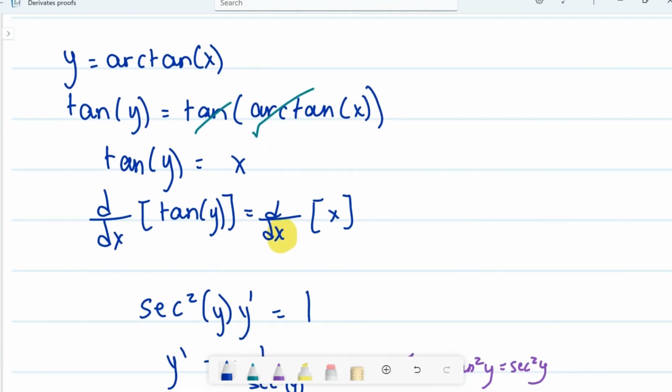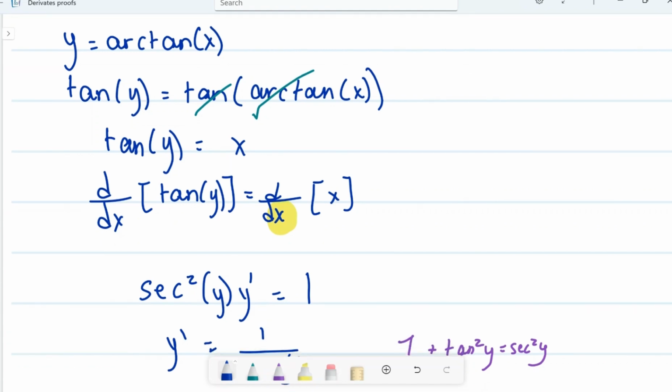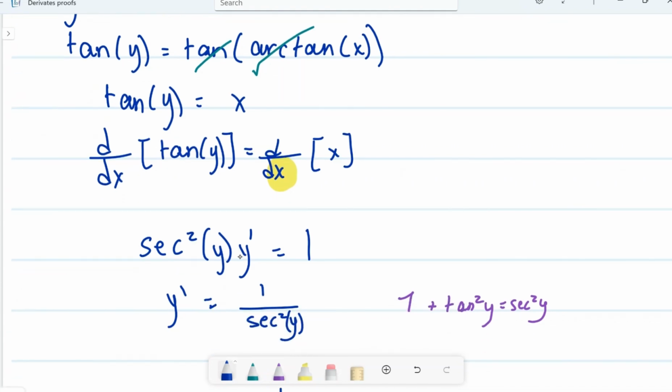And on the left side, the derivative of tan of y is secant squared of y. And because we have a y here, we have to multiply this by the derivative of y. And since this is implicit differentiation, we should solve for y prime. So y prime is 1 divided by secant squared of y.